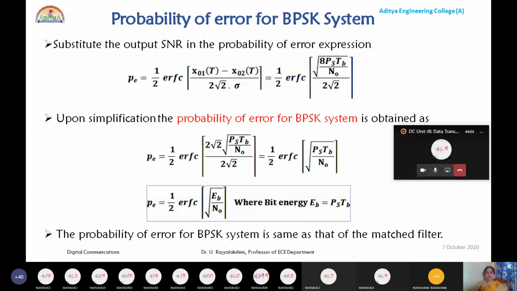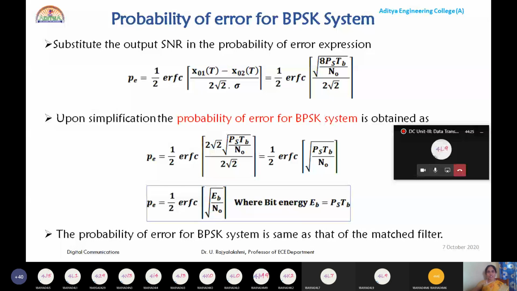Then we'll substitute that output SNR equation in the probability of error expression. By cancelling the terms, we get the probability of error for the BPSK system as half ERFC of root PS TB by N0, where PS TB is equal to EB, which is bit energy. And the probability of error for the BPSK system is the same as that of the matched filter.